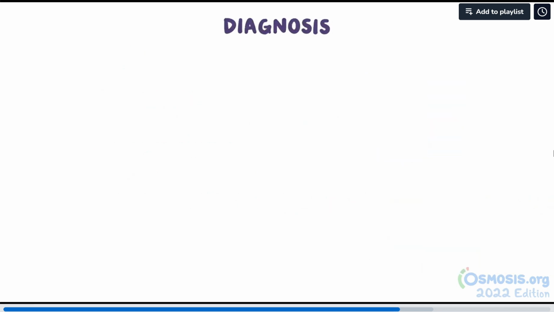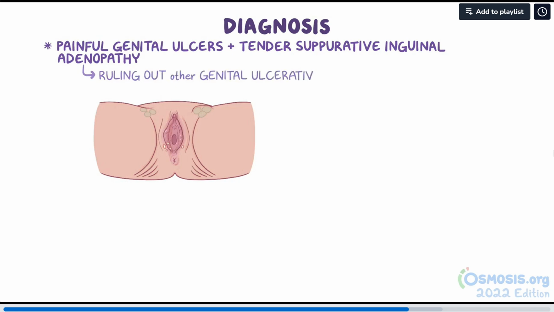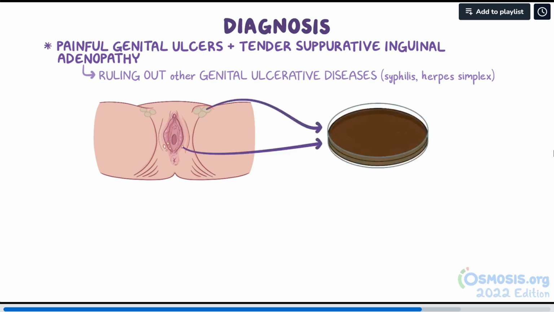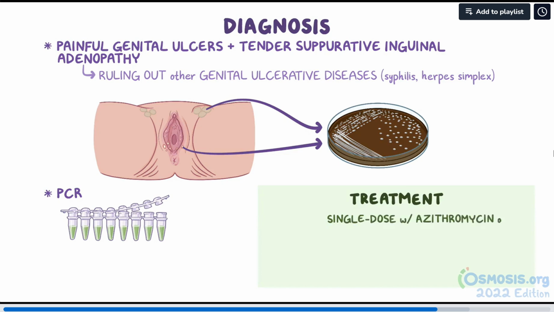Chancroid is usually diagnosed based on clinical findings such as one or more painful genital ulcers with tender suppurative inguinal adenopathy, after ruling out the other genital ulcerative diseases such as syphilis or herpes simplex virus infection. Haemophilus ducreyi can also be isolated from an ulcer or lymph node aspirate and grown in culture, but this is not commonly done in practice. Finally, Haemophilus ducreyi can be identified through PCR, which identifies bacterial DNA, but this is also not commonly done. Treatment can be done with single-dose therapy using azithromycin or ceftriaxone, or with multiple-dose therapy using ciprofloxacin or erythromycin.